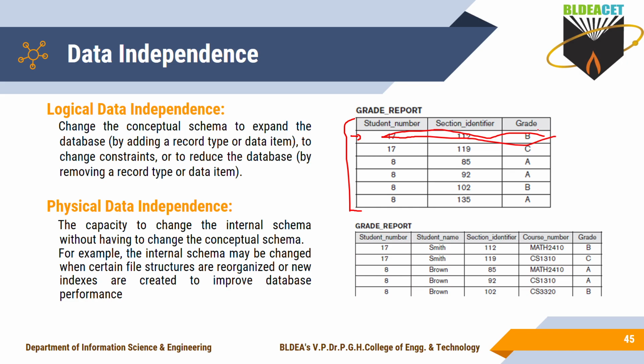Record means what? Only one row at a time here. This row contains three different pieces of information: student number, section identifier and grade. So this you call a record at a time. For example, in the grade report you have records 1, 2, 3, 4, 5, 6. If you want to retrieve all records at a time, then you call that a set at a time here.